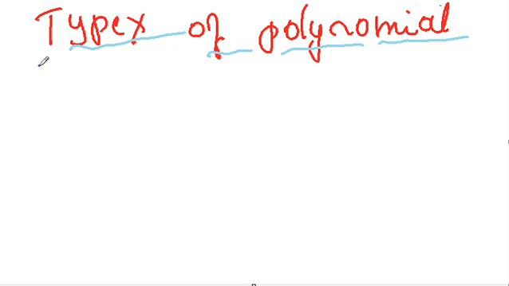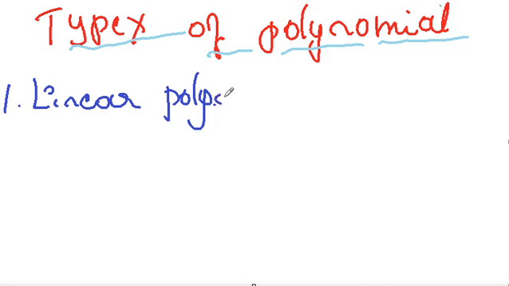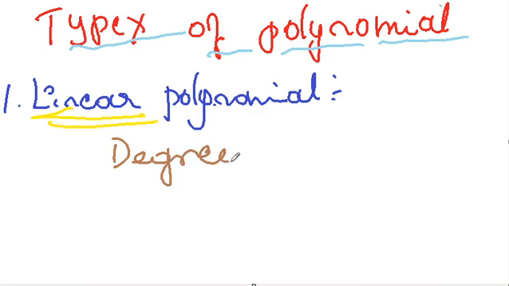So the next topic is types of polynomial. In the different types of polynomial, you are going to see three different types. In that, the first one is linear polynomial. Linear, as the name itself indicates, means if the degree of the polynomial is 1, then it is called linear polynomial.